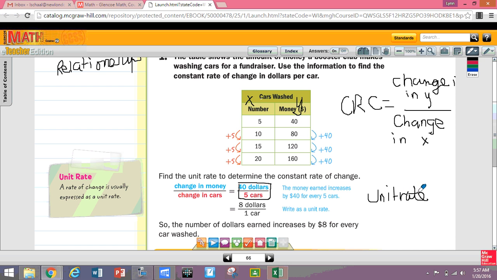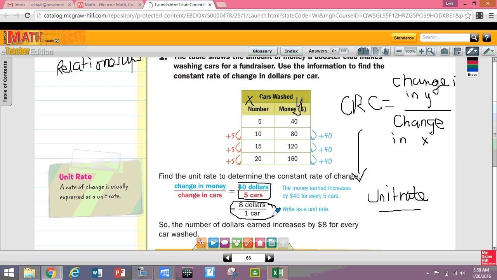You can determine your unit rate. You would take $40 divided by 5 cars, which gives you a unit rate of $8 for one car. That's your unit rate. So you take that constant rate of change and you simplify it to lowest terms and get a unit rate. Now sometimes when you simplify it, you're not going to get a unit rate, because there are times that your value is not going to be in lowest terms.